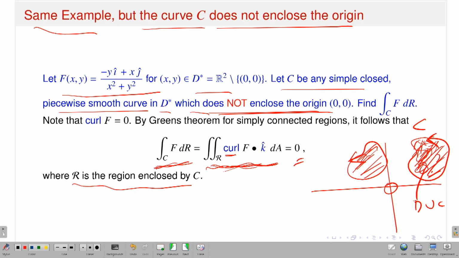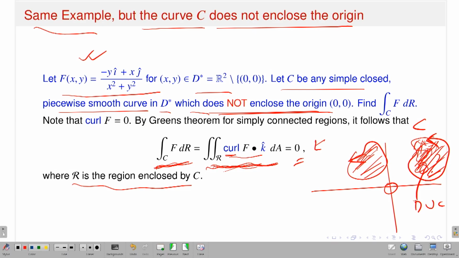It does not matter whether I consider the double integral over R or over D, but this is the corresponding statement of Green's theorem for a simply connected domain. So the vector line integral of capital F over C is the same as the corresponding double integral whose integrand is curl of F dot k cap. But since my capital F is an irrotational vector field, curl of F is 0, so therefore this is actually 0.